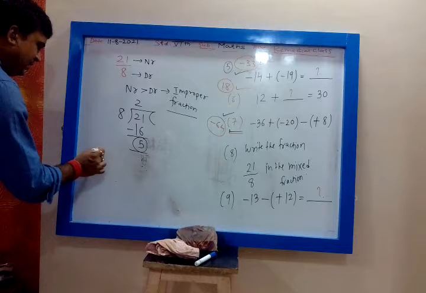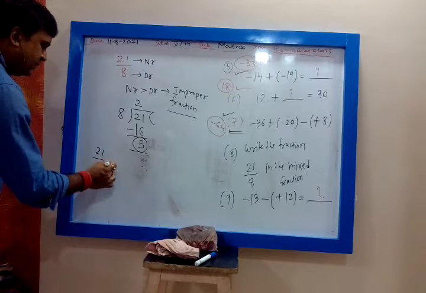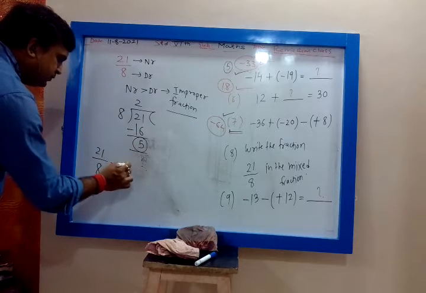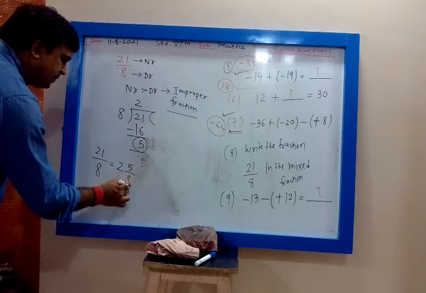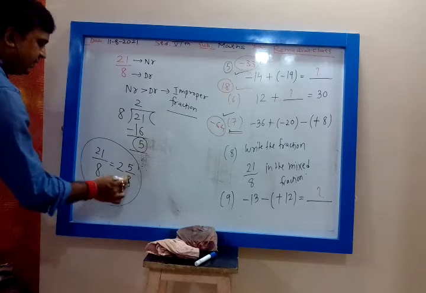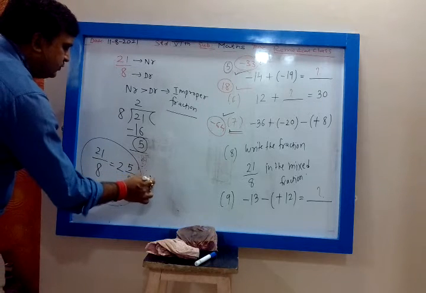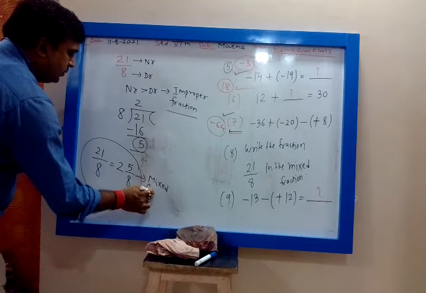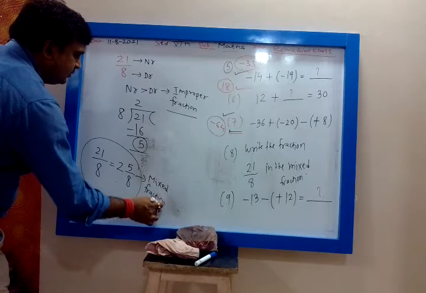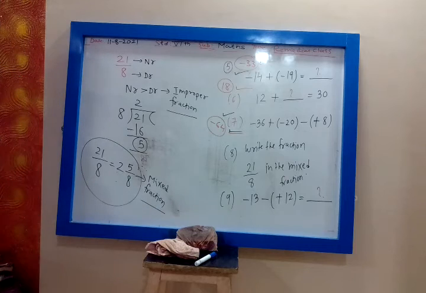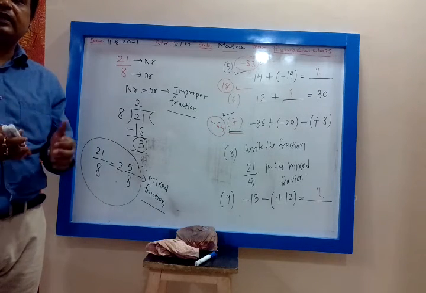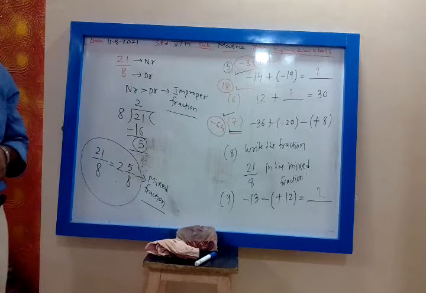So 21 by 8, I can write 8 2s are 16, so the quotient is 2, and the remainder will go up: 2 and 5 by 8. And this is the mixed fraction. 2 and 5 by 8 is the mixed fraction. So an improper fraction can be converted into a mixed fraction by division.